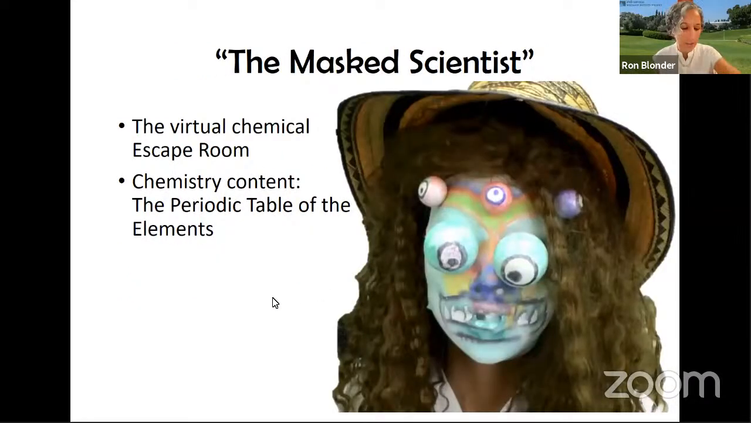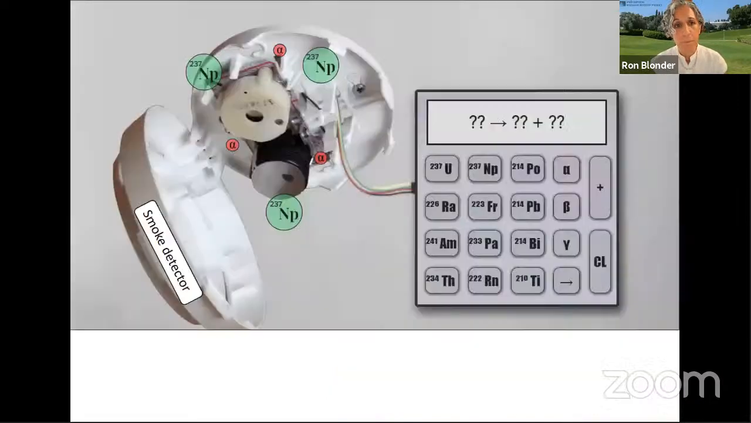So I want to shortly present one or two puzzles from the virtual escape room that is called The Masked Scientist. And this is a virtual escape room about the periodic table of the elements. And let's see. For example, do you remember I told that we can do experiments with materials we are not able to handle in a school laboratory?